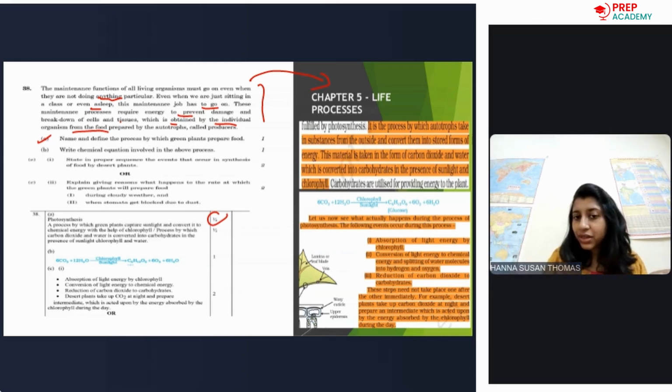What is its definition? It's the process by which green plants capture sunlight and convert it into chemical energy with the help of chlorophyll, and they utilize sunlight and chlorophyll in making carbohydrates, and these carbohydrates are utilized for providing energy to the plant. Okay, so if you are defining it properly, you will be getting another half marks. That makes this a 1 mark question.